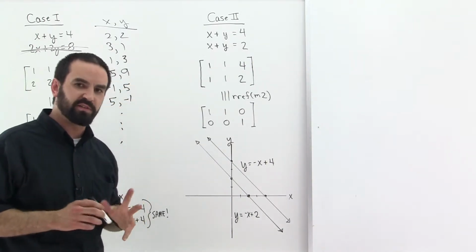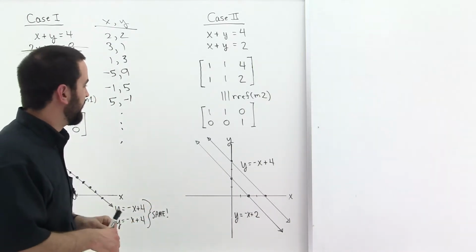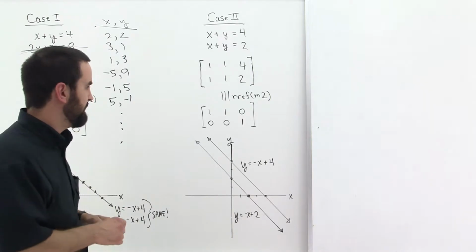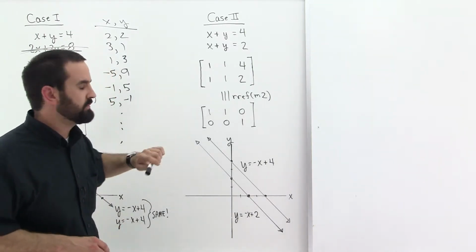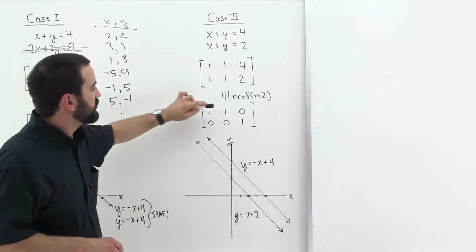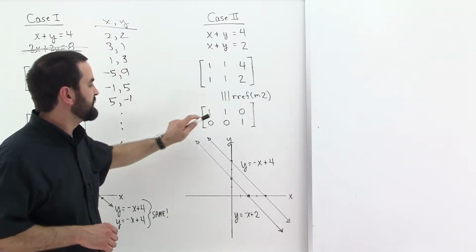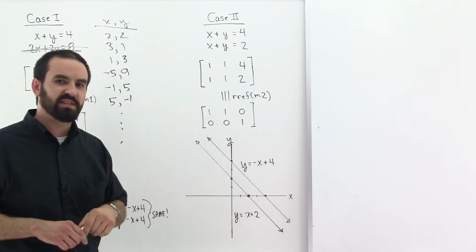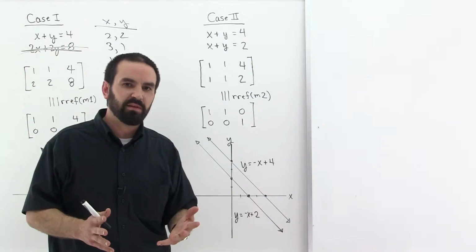which could occur on an exam or otherwise, and we want to be aware of what's going on whenever we get a matrix like this coming out, right? The first row says 1 times x plus 1 times y equals 0. The second row says 0 times x plus 0 times y equals 1. So the second row says 0 is equal to 1. This is not a true statement, right?